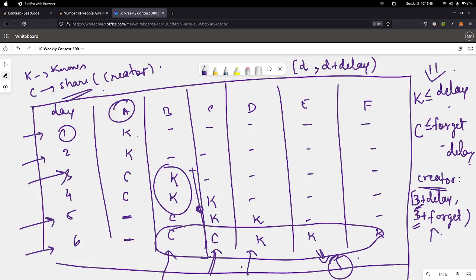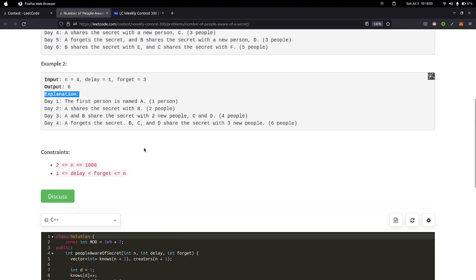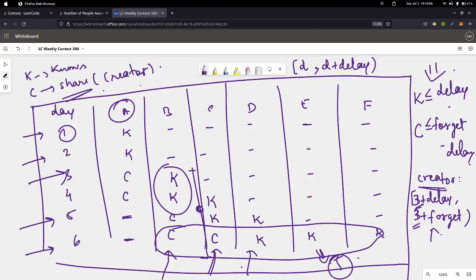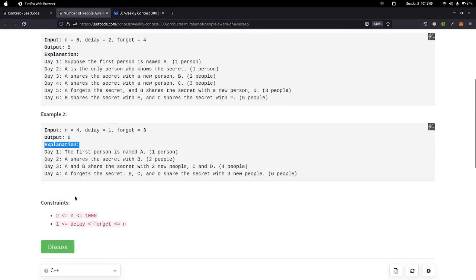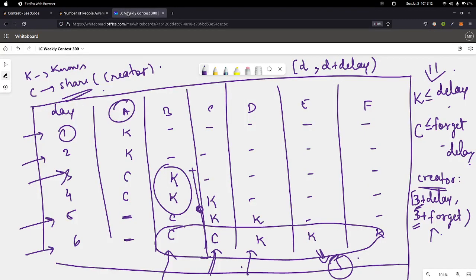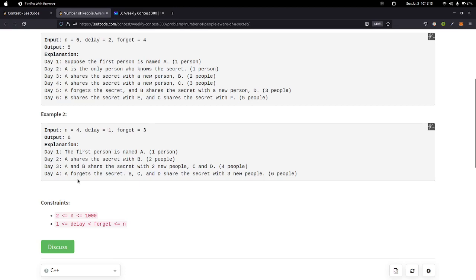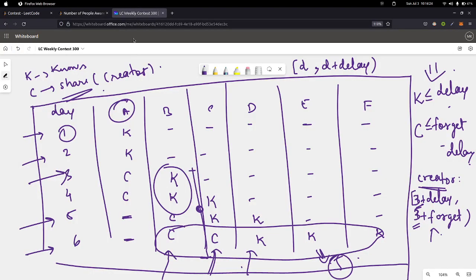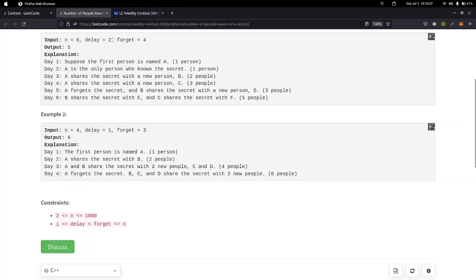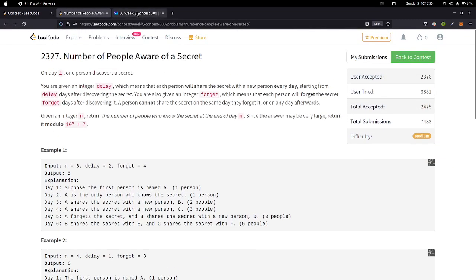And the way in which we keep track of the number of persons who know the secret and the number of persons who are creators is using 2 different concepts. The first one is prefix sum, which turns out to be an optimization to this problem. The second one is the difference array, and obviously we can do this problem without both of them. We can use 2 for loops and do all the stuff, but since I was aware of these 2 techniques, I was using them.